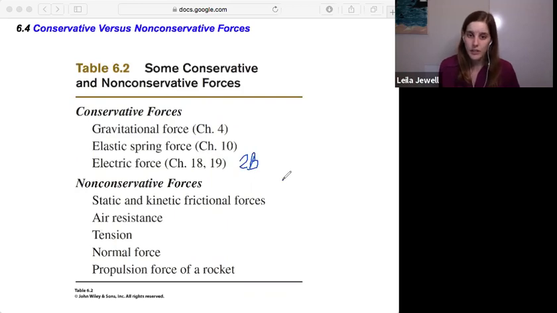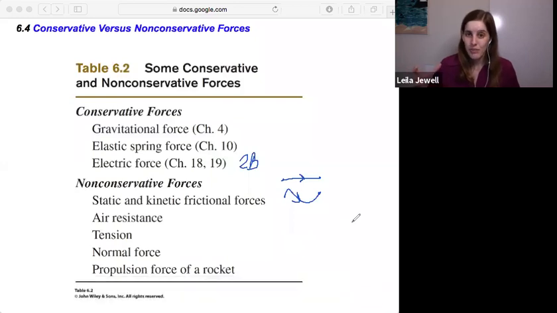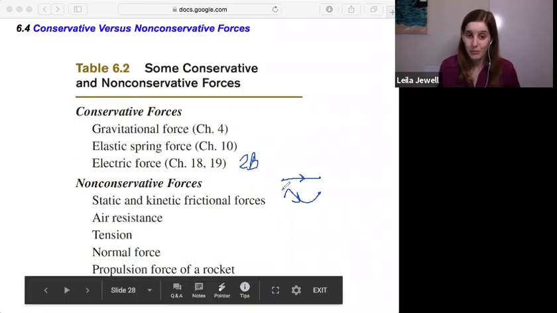If you imagine moving between 2 points, and if you take the shortest distance between the 2 points, versus if you take a longer path to go between those same points, you're not going to get the same amount of work done by friction, because friction is going to keep doing negative work. And if it has longer to do that negative work, it's just going to do even more work.